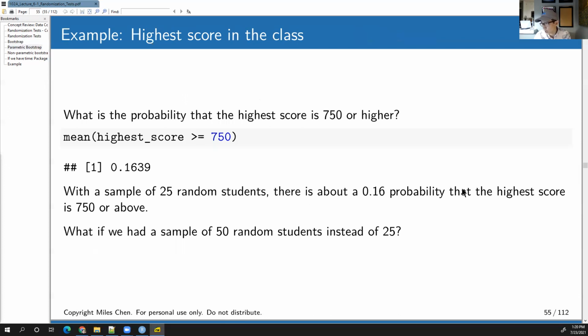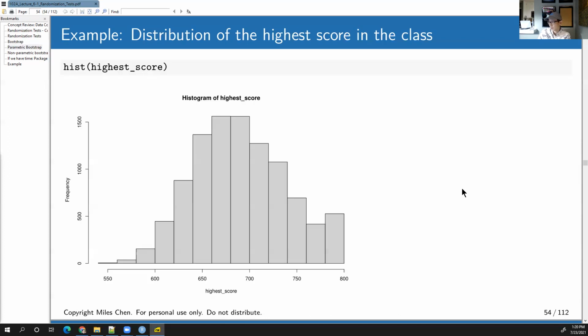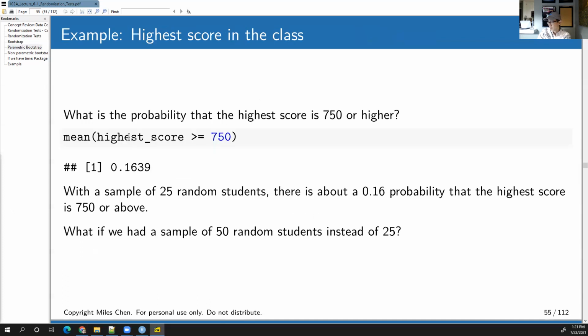The question is, what's the probability that the highest score in the class is 750 or higher? So we ask what proportion is 750 or higher. We say highest score greater than or equal to 750. This will be a logical true/false vector, and the mean tells us what proportion is true. 16%. So if you have a sample of 25 random students, there's around a 16% probability that the highest score of those 25 students is going to be 750 or higher.